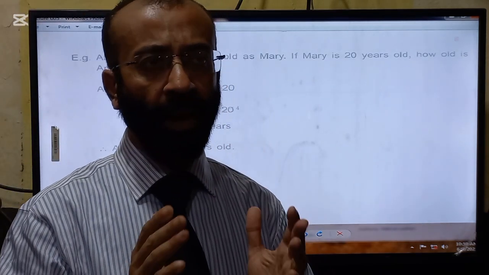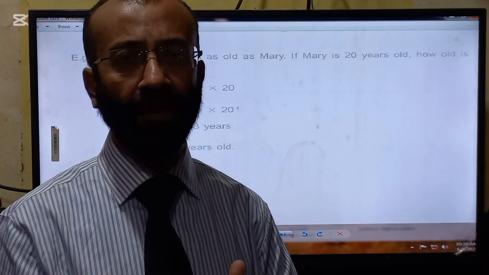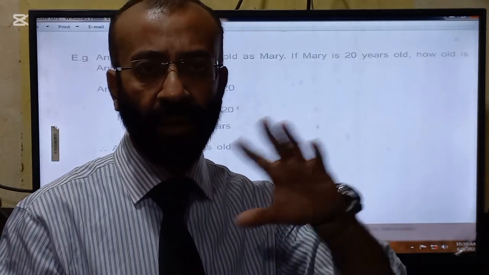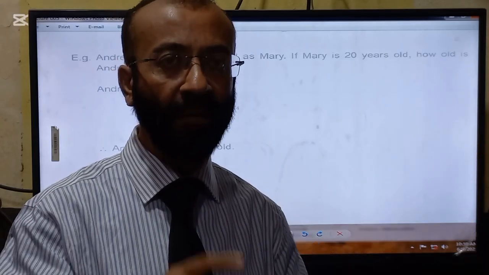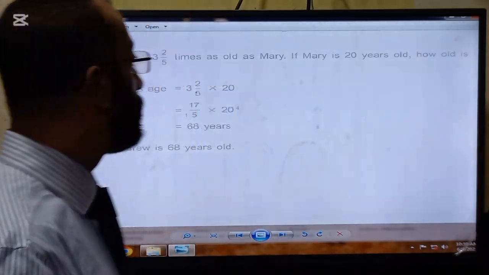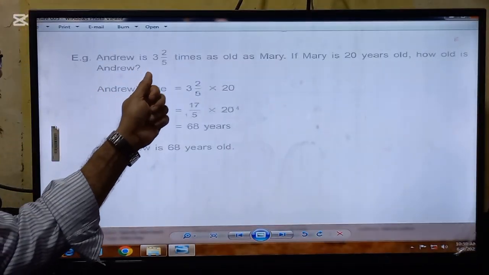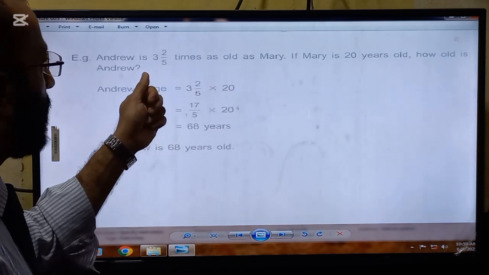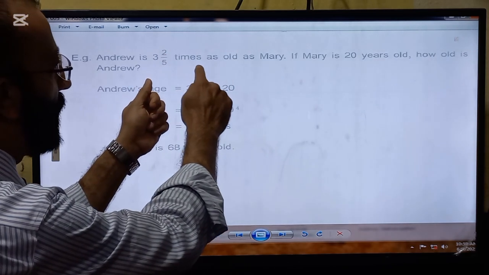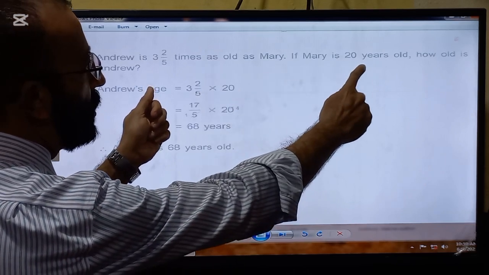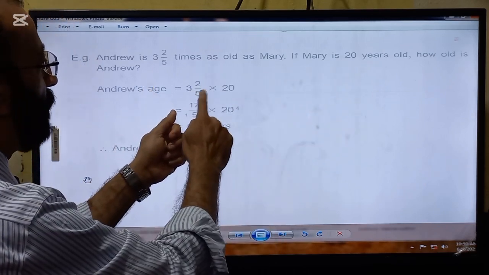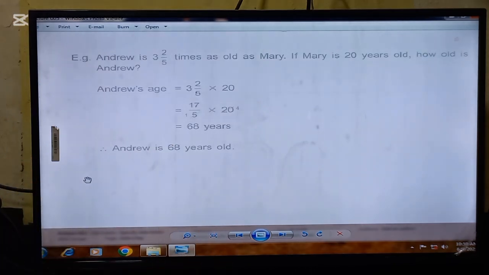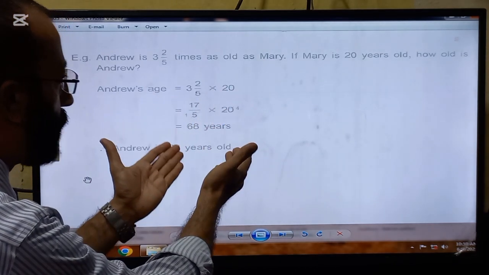Look, how we read the table. 2 times of 2, 2 times of 3, 2 times of 4. So times stands for the multiply sign. So if Andrew is 3 whole number 2 by 5 times as old as Mary, it stands for 3 whole number 2 by 5 multiplied by Mary's age, which is 20. So 3 whole number 2 by 5 multiplied by 20. So this is the technique. From here, we will solve the question.